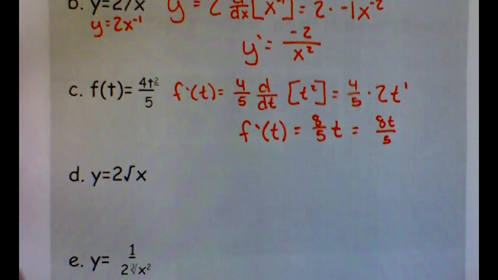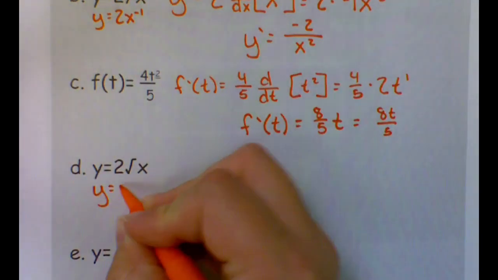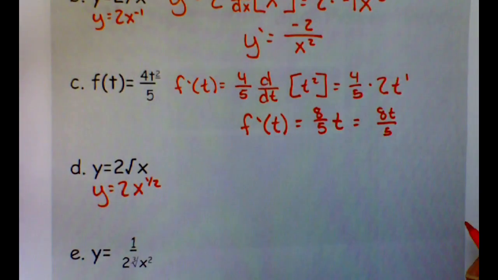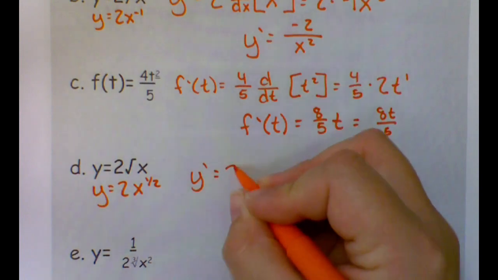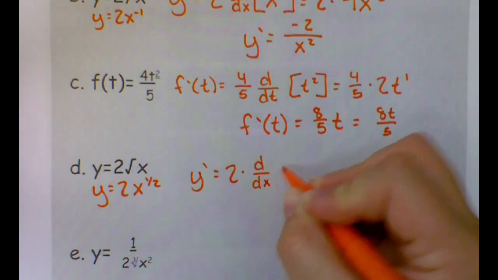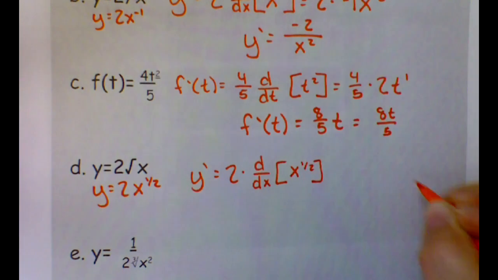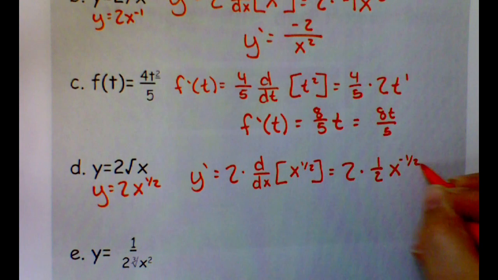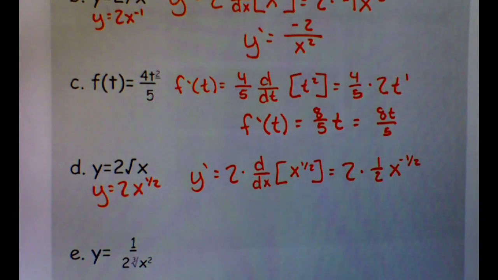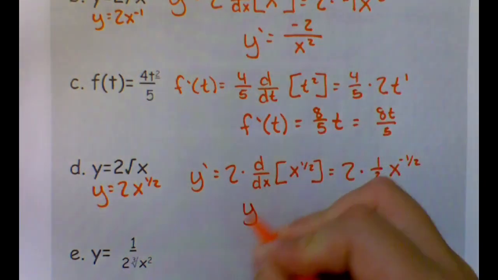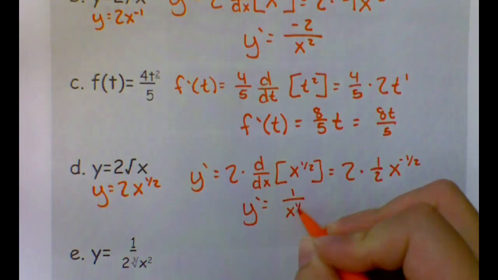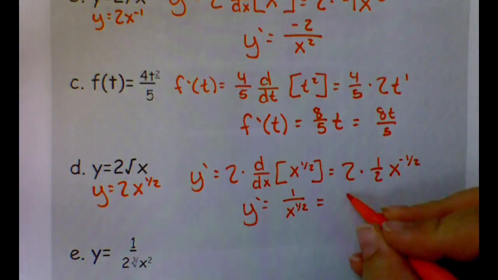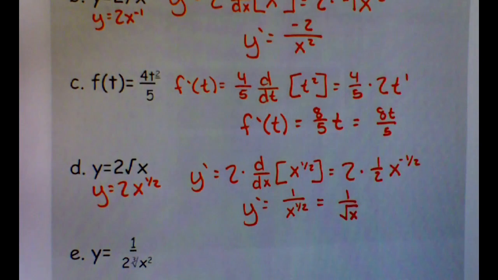For part D, 2 square root of x, I would want to rewrite that as 2 times x to the 1/2 power. So my derivative, y prime, will be equal to 2 times the derivative with respect to x of x to the 1/2 power. So I get 2 times 1/2 x to the negative 1/2 power. Well, the 2 times the 1/2 cancels each other out. I get y prime equals 1 over x to the 1/2 power. Or a 1/2 power, remember, is a square root. So it is 1 over the square root of x. Remember that you do not have to rationalize the denominator when it has an x inside the square root.